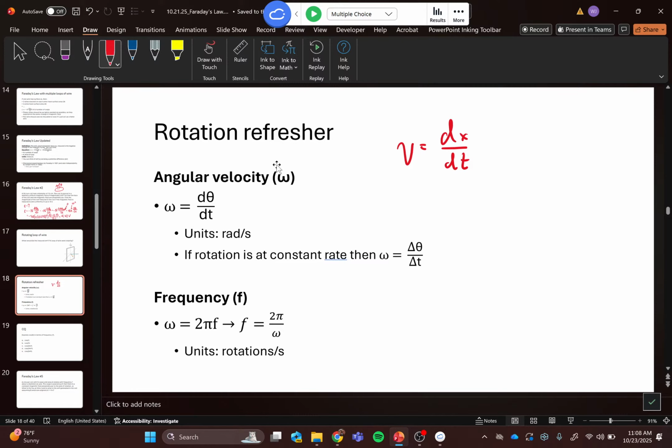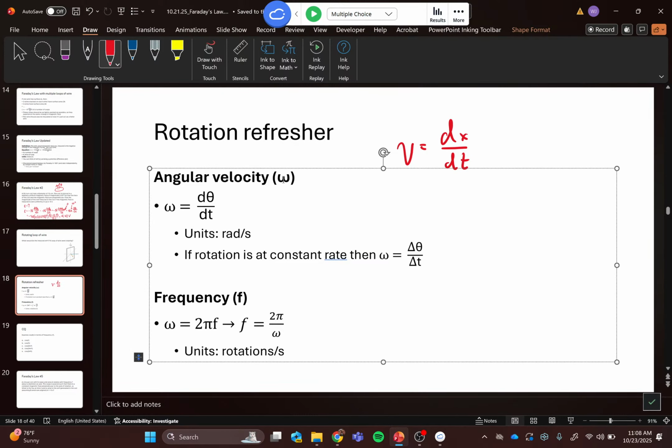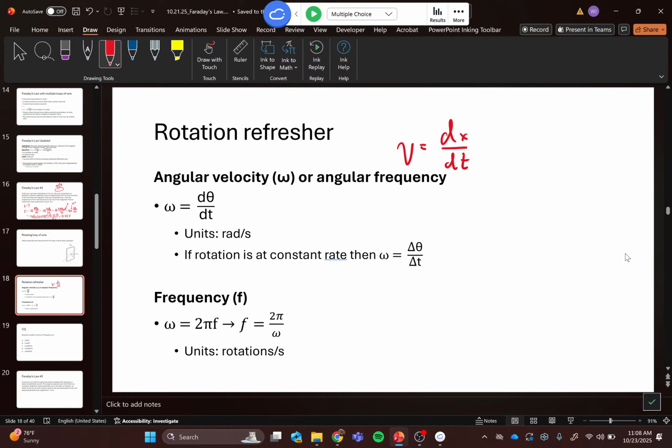I do want to point this out. Angular velocity or angular frequency, they're the same term. So you might see either of these terms. They mean the exact same thing. Same symbol, omega. They're two words, synonyms for the same thing. So I have angular velocity, omega equals dθ/dt. This is the one in terms of the angle. You very often see regular frequency sometimes. These are not the same thing, and it comes down to the units.